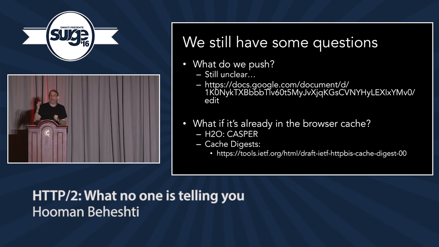And that mechanism is actually the starting point for a new standard initiative called cache digests, which is essentially the same idea, a way for the browser to tell the server what it's got in its cache so the server can figure out what to push intelligently and not keep pushing things to the browser that it already has.